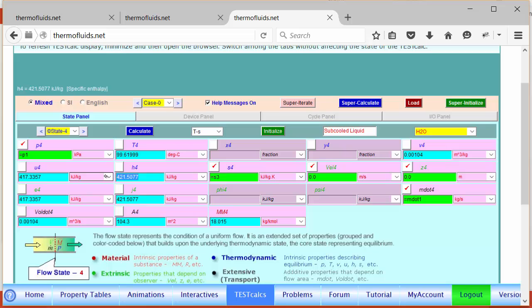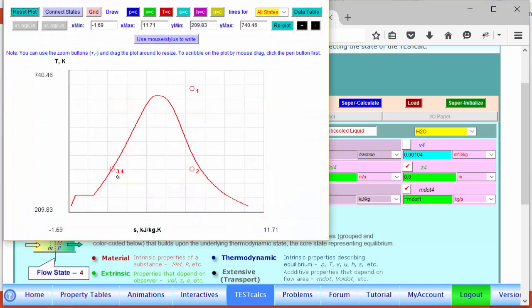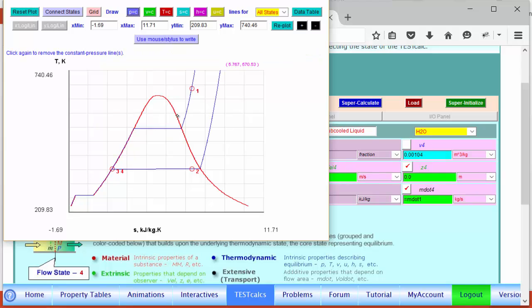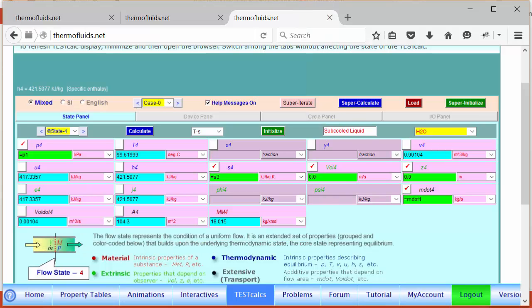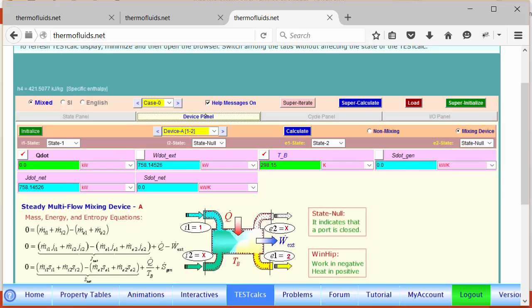And if we do the TS diagram, you can see what I was mentioning. Look, 3 and 4 are almost on top of each other. On the TS diagram, you cannot even see daylight between state 3 and 4. So when the pump is raising the pressure, the temperature really is not changing in an isentropic pump. That's the takeaway from this plot here. So let's go and calculate all of the devices.